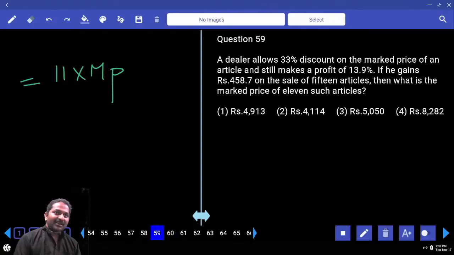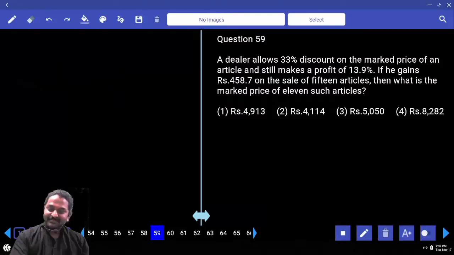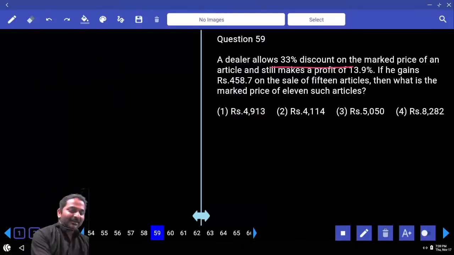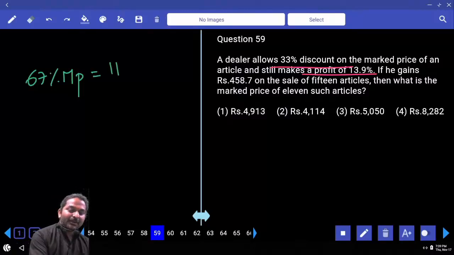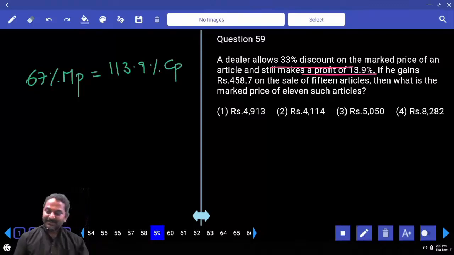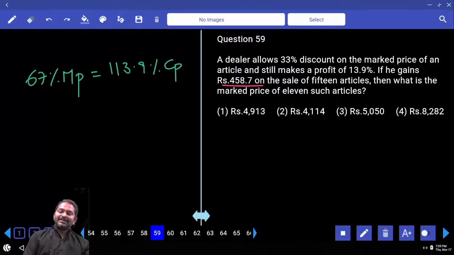Cheyalan kutuhalanganda evarkanna? Process kavala evarkanna? Kavala. 33% discount is allowed. That means 67% of the market price. Correct? We will sell the item at 67% of the market price. And still makes a profit of 13.9%. Then the selling price is equal to 113.9% of the cost price, and he gains 458.7 on the sale of 15 articles. So that is profit only?